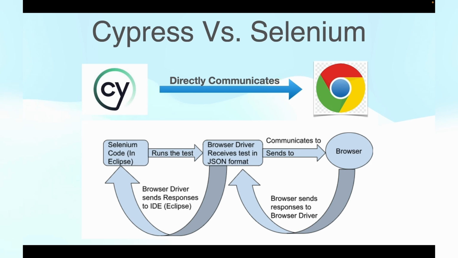A quick comparison between Cypress versus Selenium. As you can see on my slide, when you execute your test cases, Cypress will directly communicate with the browser, whereas Selenium will convert your test cases into JSON format, then send them to the browser driver, and then the browser driver will communicate with the browser. Again, the browser will send the results to the browser driver, and then the browser driver will send the results to Eclipse, which is the editor. This is a long process in Selenium, whereas Cypress directly communicates with your web browser.